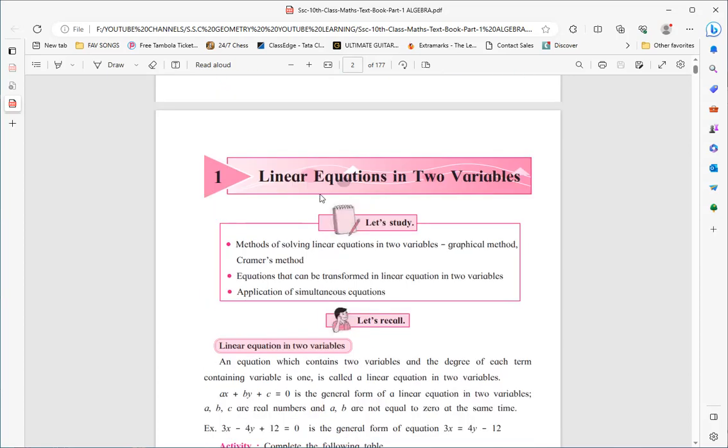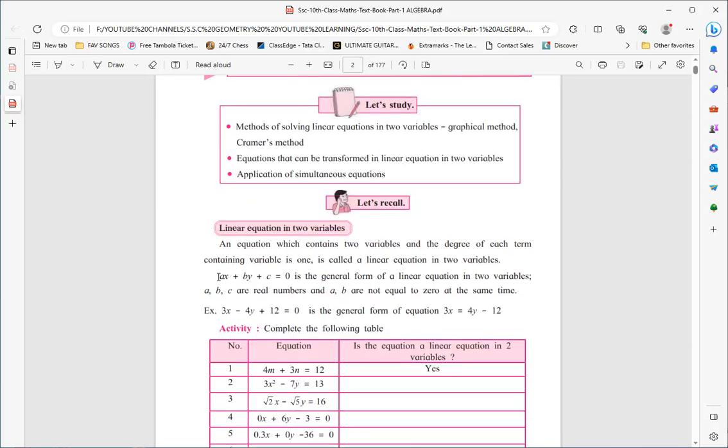Now, what is the meaning of a linear equation in two variables? An example is ax plus by plus c is equal to 0. This is a linear equation in the general form. Here there are two variables, x and y, and x is raised to 1 and y is raised to 1. So the degree of each variable is 1. A, b, c could be numbers, like for example 3x minus 4y plus 12 equal to 0. This equation is a general form of the equation.